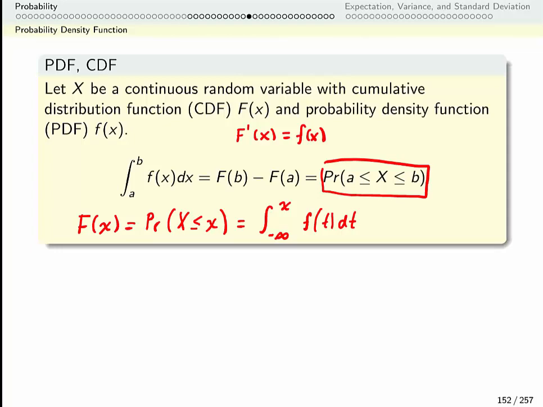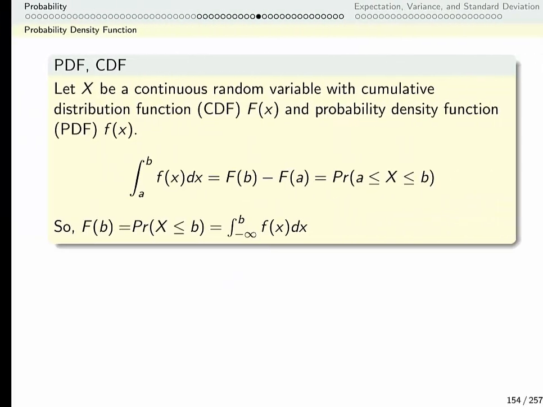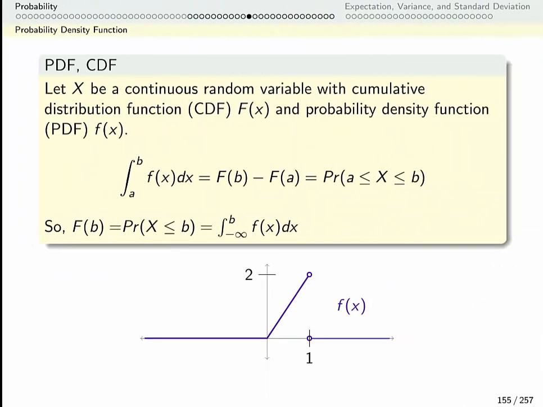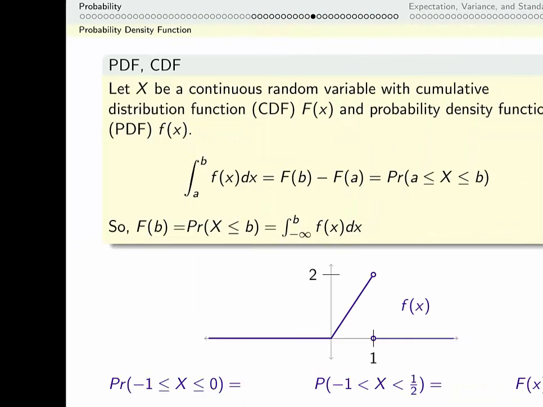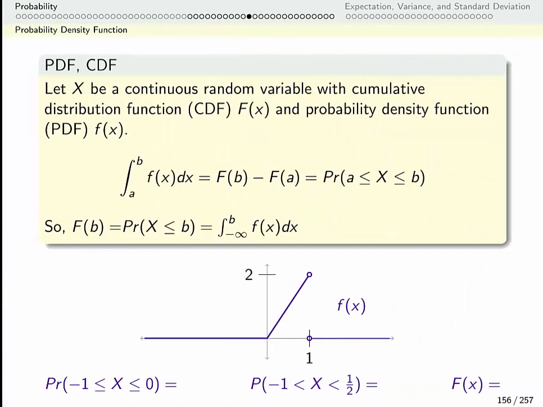Let's do a concrete example. Let's say this is my probability density function. So first off, I can use this just to find some very discrete probabilities, like we did in the previous example. Why don't you pause for a second? You should definitely be able to find these first two. You can also think about how to find the third one.